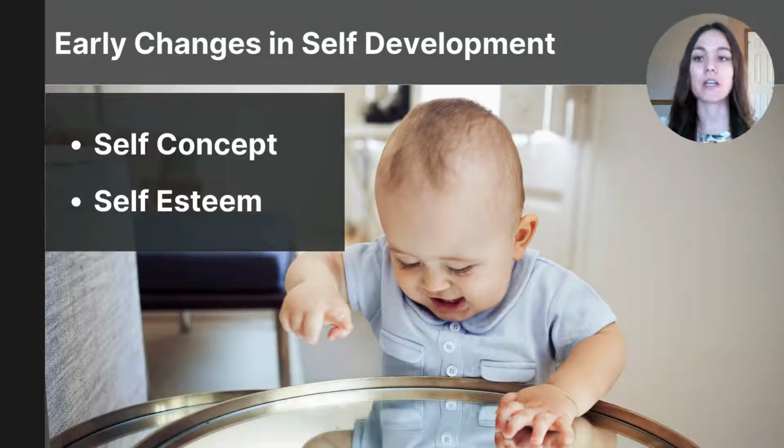Throughout childhood, children develop self-esteem, which is how they feel about themselves, which influences their confidence and their independence and their social interactions. A positive self-concept leads to increased confidence and sociability.